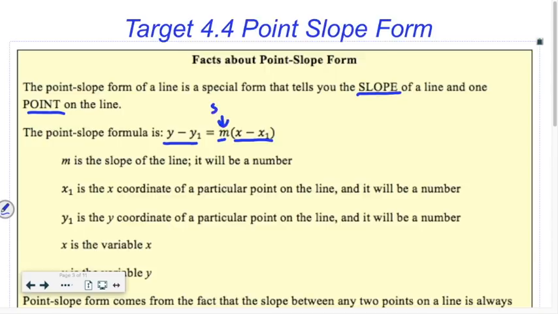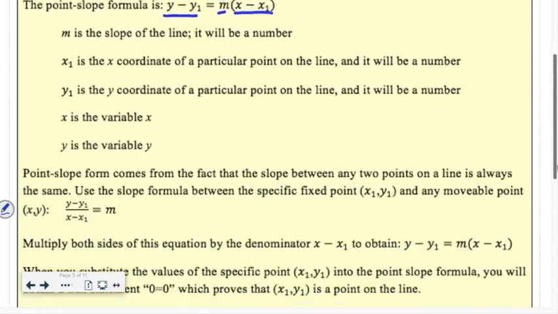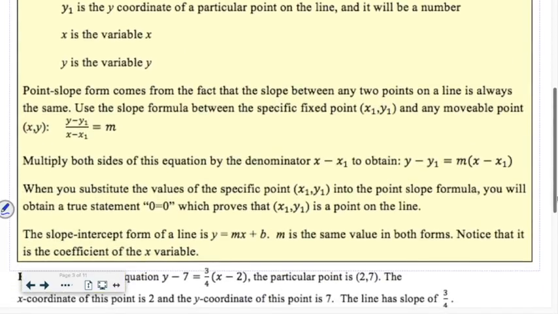m is still the slope, just like we used before. x1 and y1 are actual numbers on the line. So they will actually be numbers in this format. x and y are just placeholders. So we're going to use those for comparison. The next two bullet points right here are telling you where point slope form comes from.